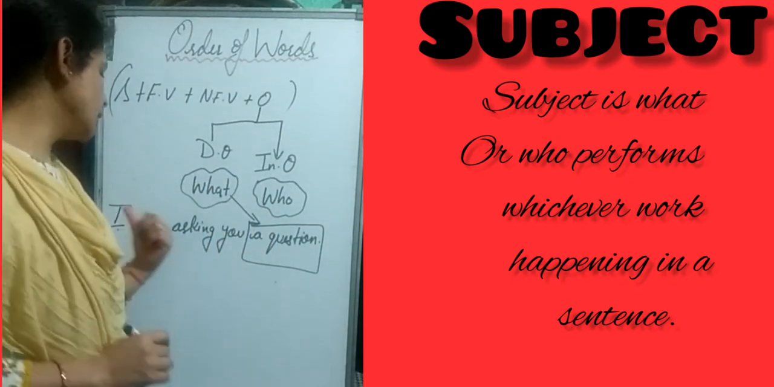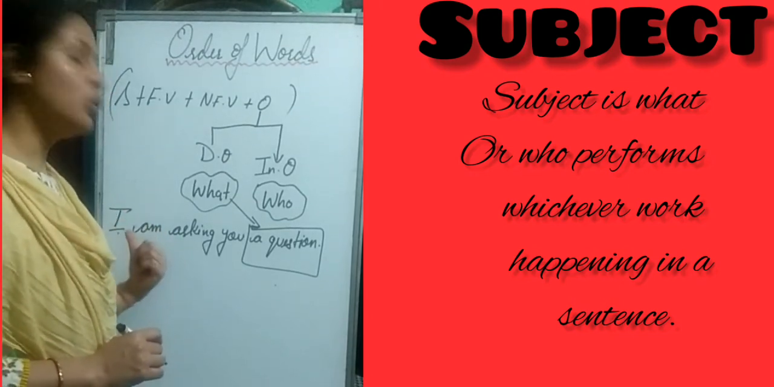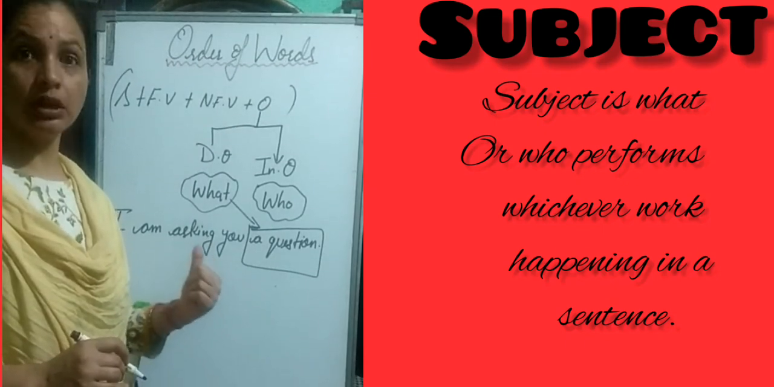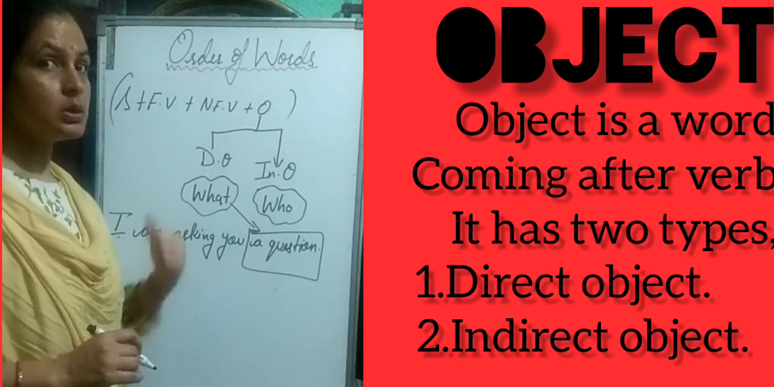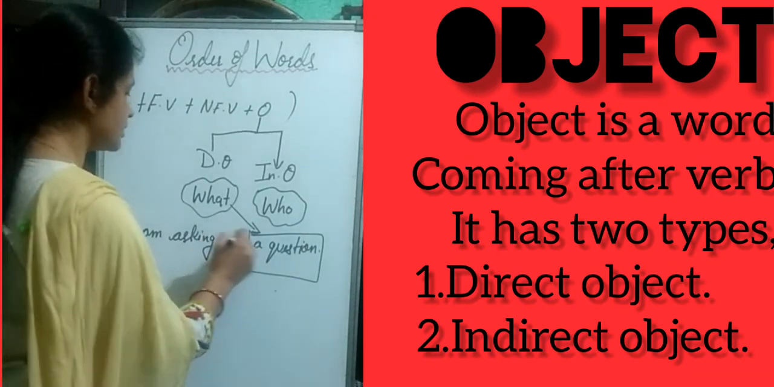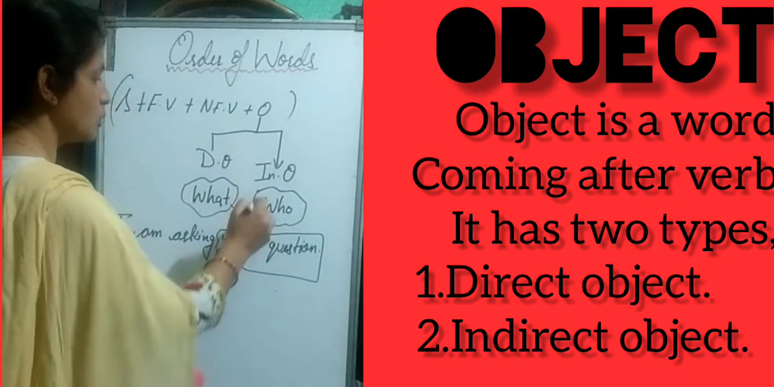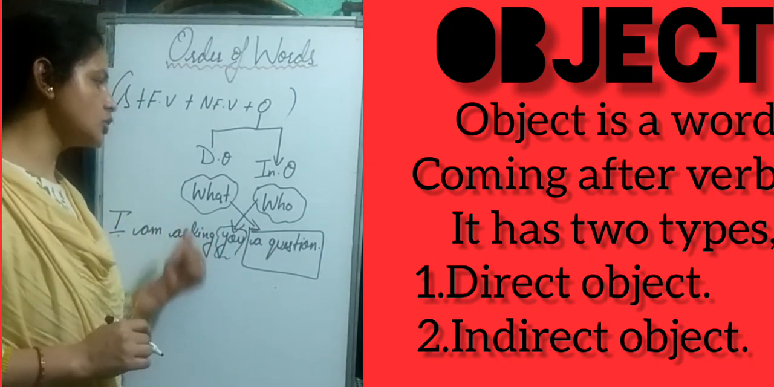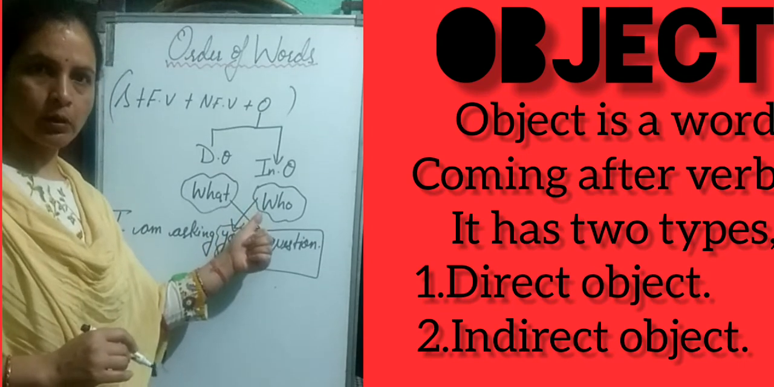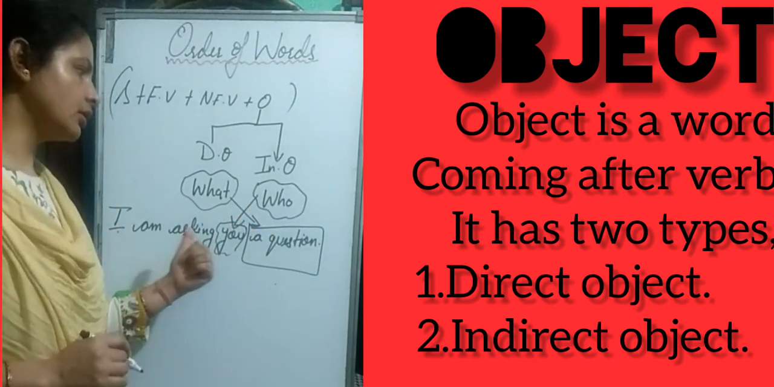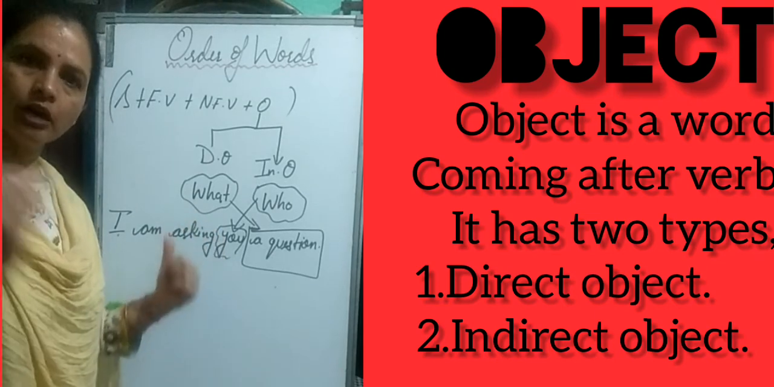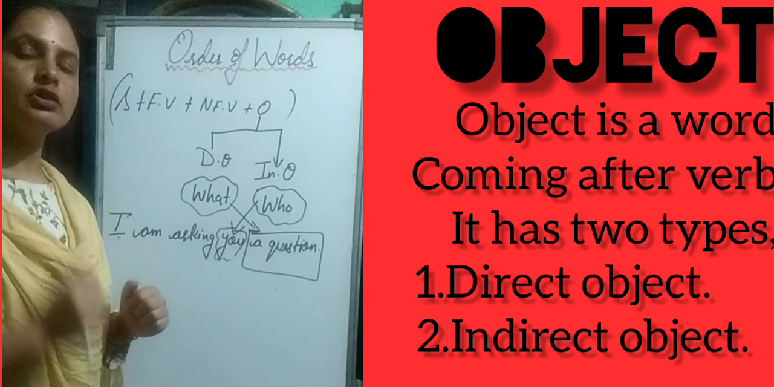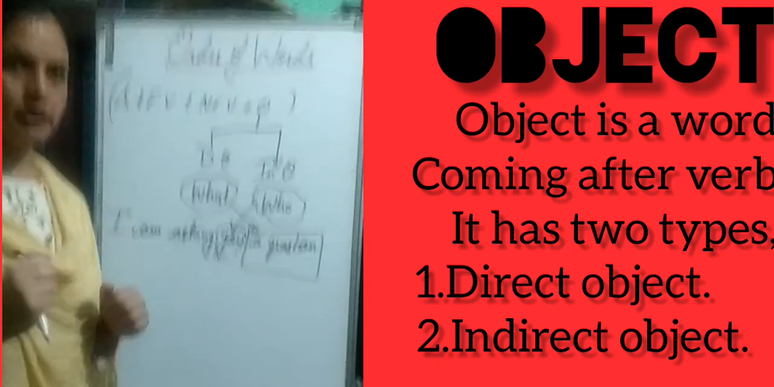Then, who am I asking the question? The answer is you. So what is that? Indirect object. So when we get the answer of what and who in the sentence, the answer of what is the direct object, and the answer of who is the indirect object.